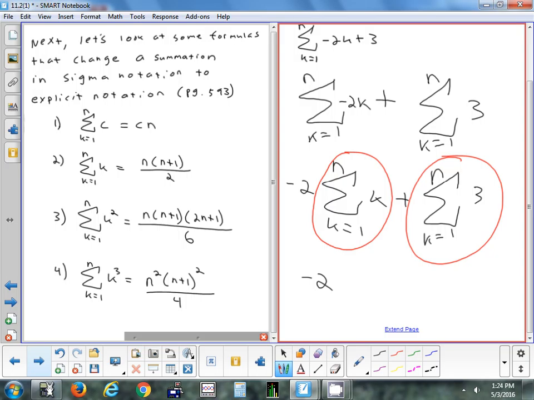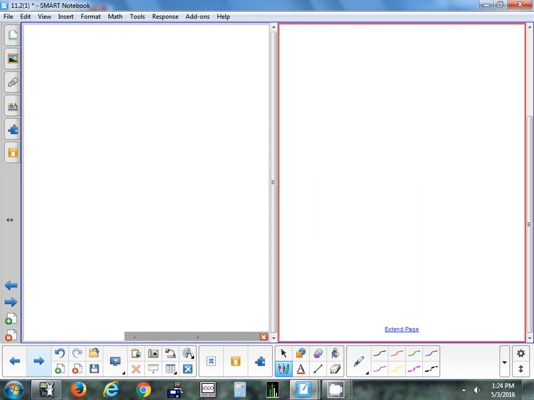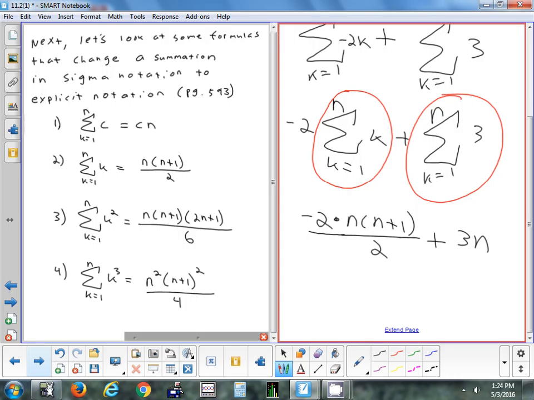N times n plus 1 over 2. Yep. And what am I going to write in place of the sum from k equals 1 to n of 3? 3n. Yep. And now once we simplify that, that's our answer.